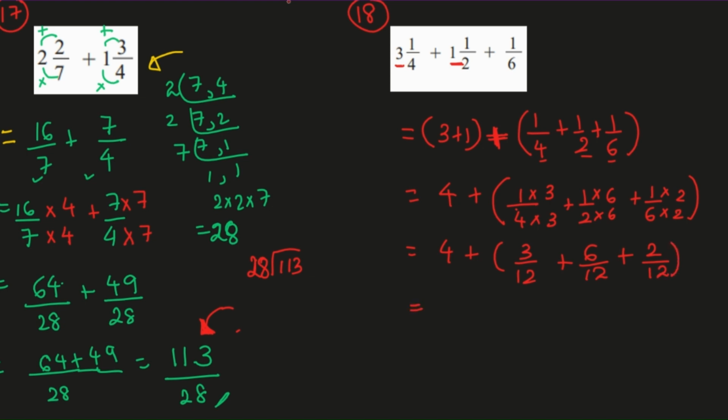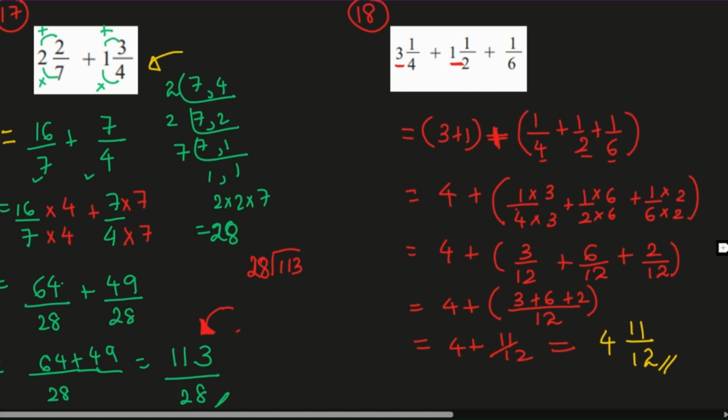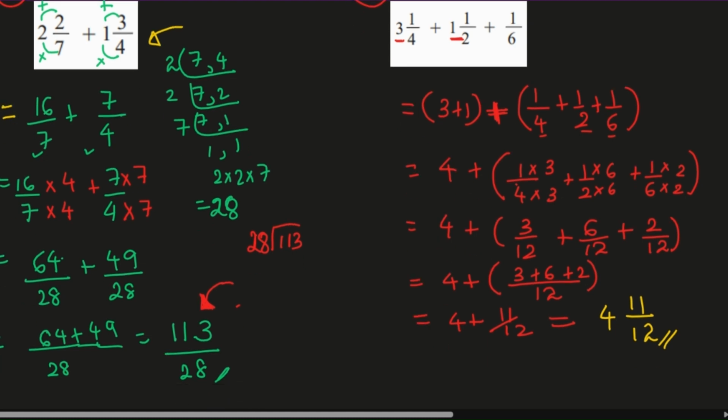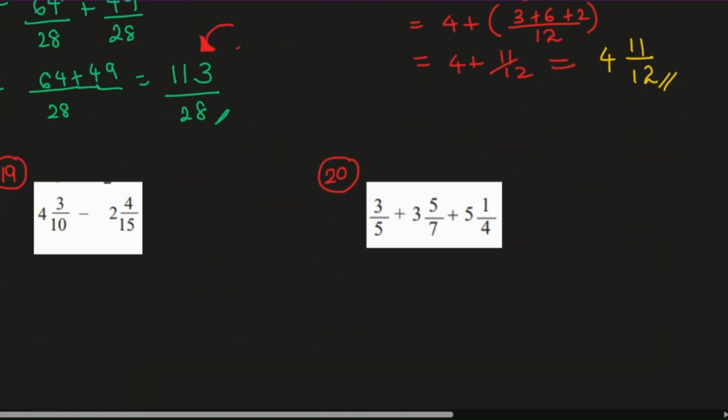Nice, right? Okay, so the denominator will be 12. Then the numerator: 3 plus 6 plus 2. So now 3 plus 6 is 9, 9 plus 2, it's 11. 11 upon 12. So the final answer will be, let me write it in yellow, 4 and 11 upon 12. Great. No other simplifications because you already got it in mixed number format.